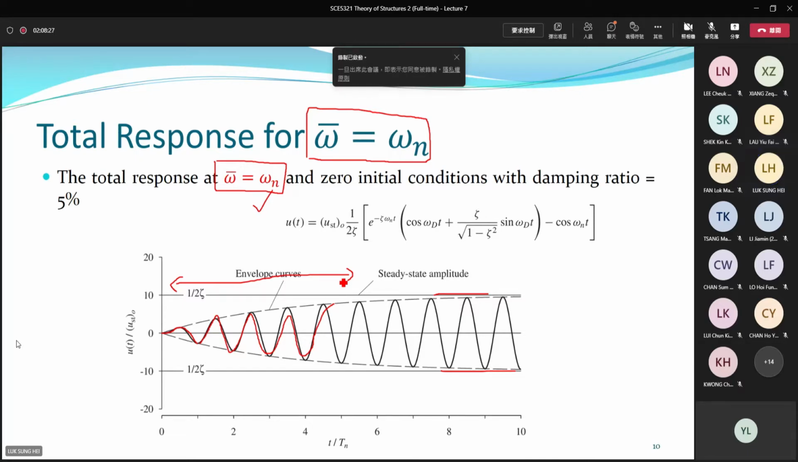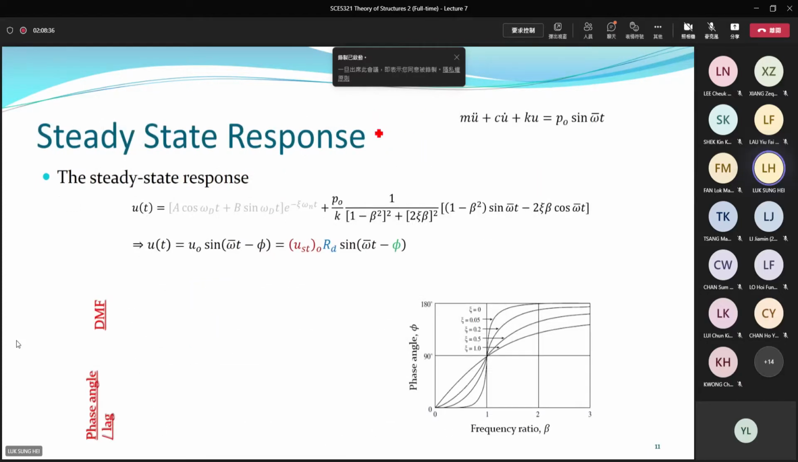This equation is not very important, just copied from the book to let you know the expressions. This one is important. Steady state response is important. Steady state response means the particular solution, UP. The solution has two parts: the homogeneous solution and the particular solution.